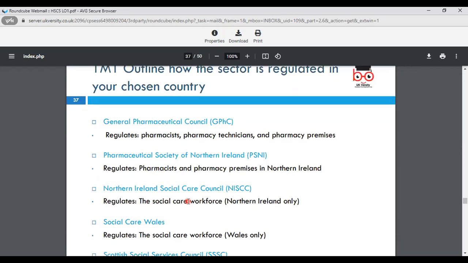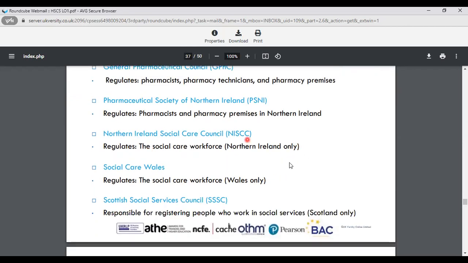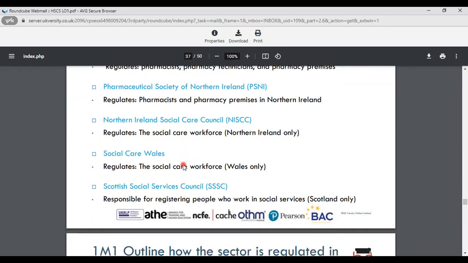And then you have the General Pharmaceutical Council. As the name suggests, it's for pharmacists all over the country. The Pharmaceutical Society of Northern Ireland deals with pharmacists and pharmacy premises in Northern Ireland. The Northern Ireland Social Care Council regulates the social care workforce only in Northern Ireland. You have Social Care Wales. The social care workforce is regulated by them only in Wales. And then you have the Scottish Social Services Council, which works in Scotland only and is responsible for registering people who work in social services.